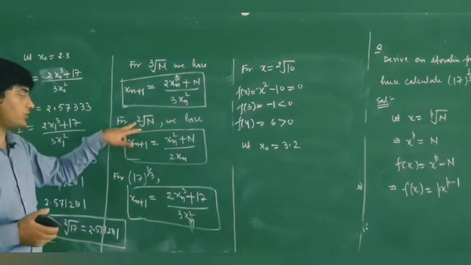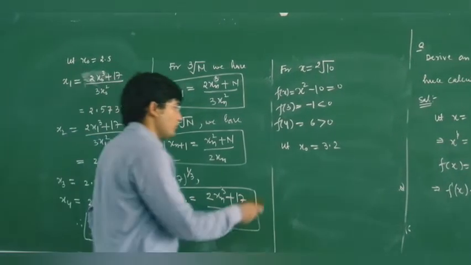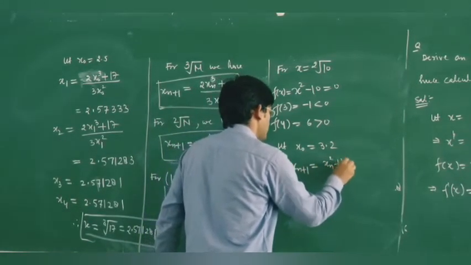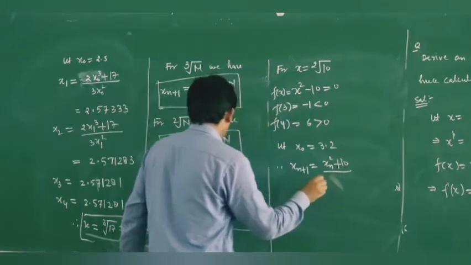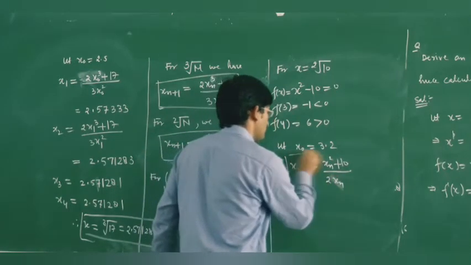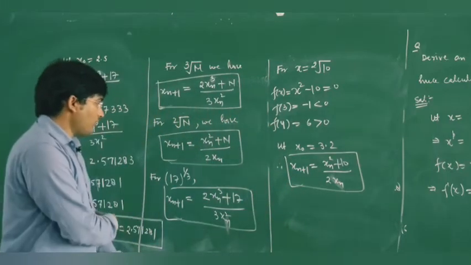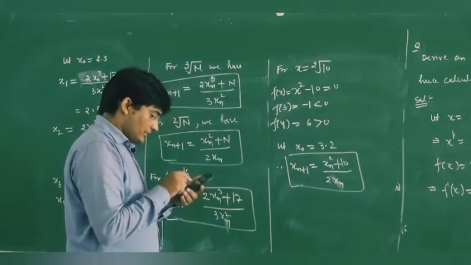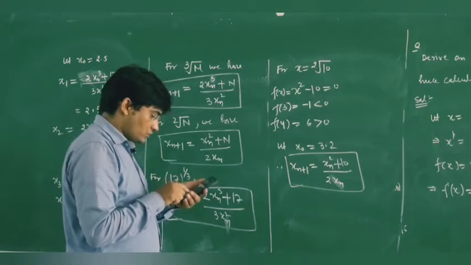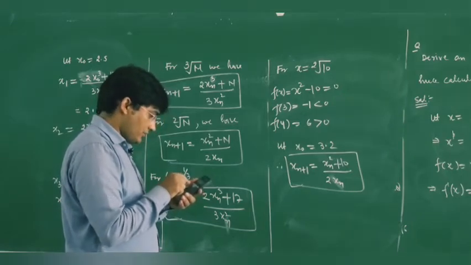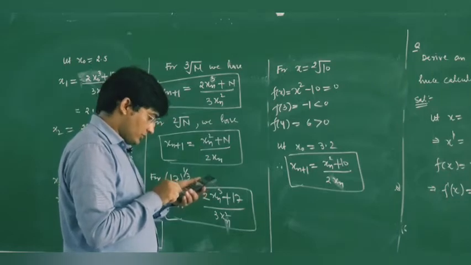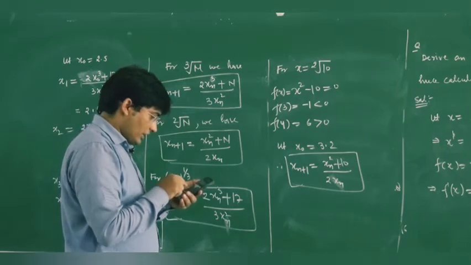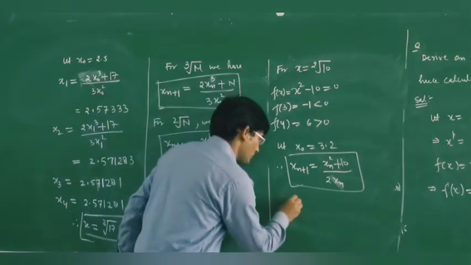Now our iteration formula for square root of n is this formula. So therefore, our xn plus 1 is equal to xn square plus 10 divided by 2xn. So this is our iteration formula. Now with the help of this iteration formula, we can have the value of this square root of 10. Again, let us solve this square root. So in the numerator we have xn square plus 10, then this is divided by 2 times xn.